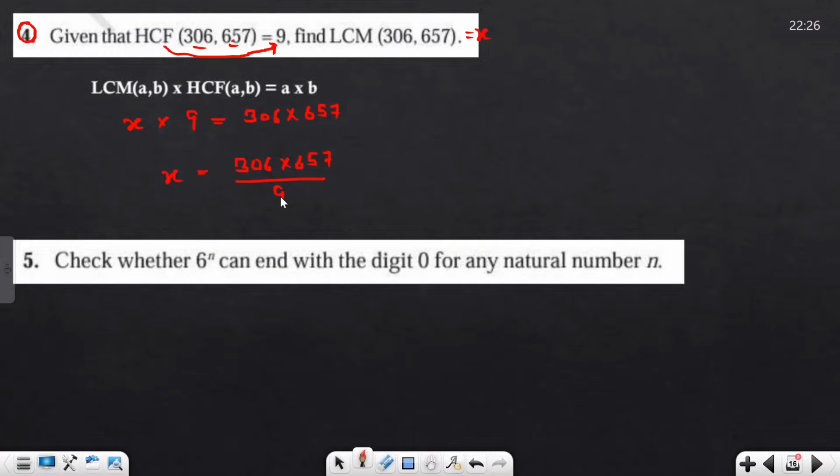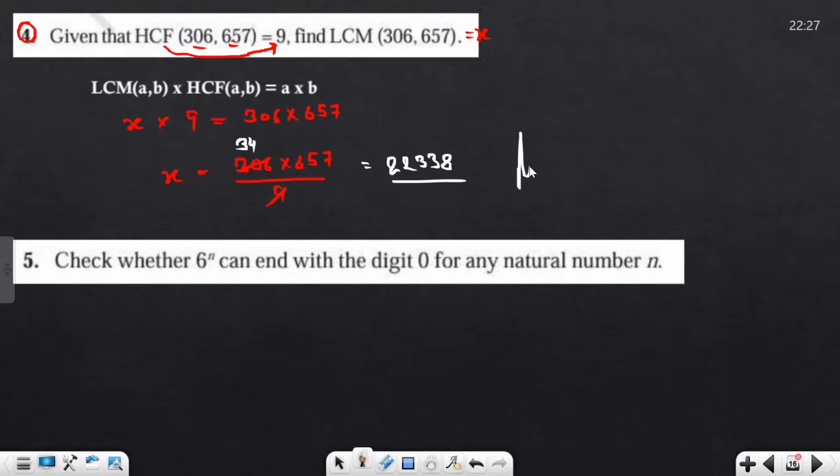HCF is a number which divides both numbers exactly, and LCM is a number which both numbers divide exactly. 9 cancels out with 306, 34. Multiply 34 and 657. That is our answer.